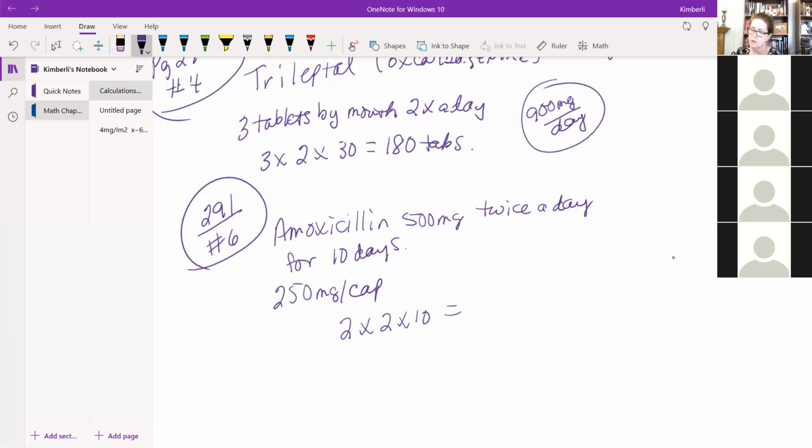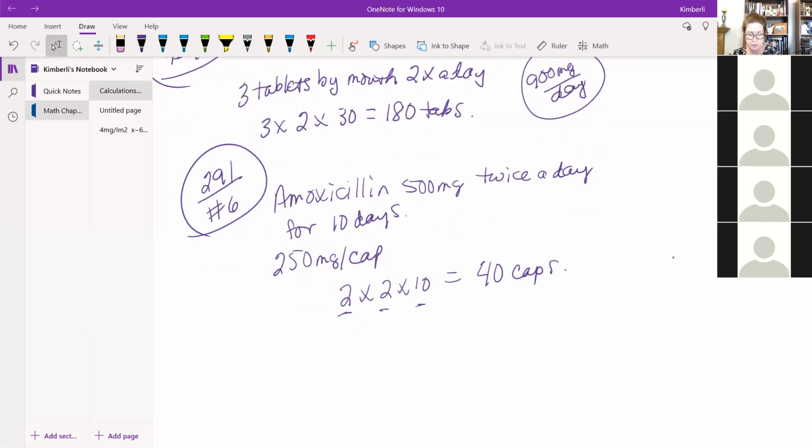So they're going to take 2 capsules twice a day for 10 days. So what do we get with that? 40. 40 capsules. Good. If it's 250 milligrams, wouldn't they be taking 4 tablets a day? Well, they need 500 milligrams twice a day. So yeah, they would be taking 4 capsules a day, but they're just going to take 2 capsules at one time.